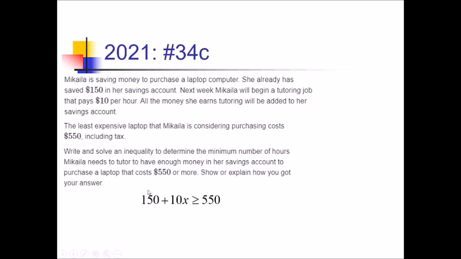So I'm going to subtract 150 from both sides. That'll give me 10x greater than or equal to 400. I'm not dividing or multiplying by a negative, so I can keep my inequality facing the same direction. And then here we've got 10 dividing into both sides, so we'll have x greater than or equal to 40. So 40 hours then is the minimum number of hours that Michaela needs to tutor.